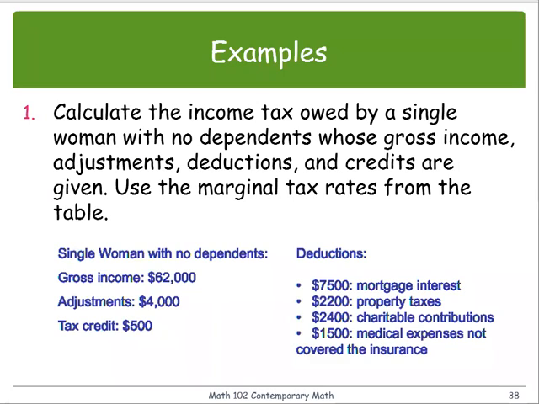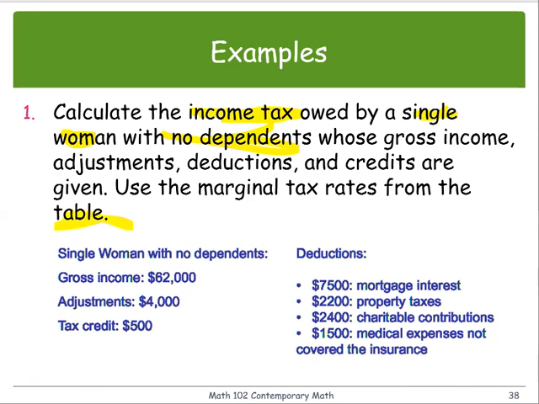Examples. The first one: calculate the income tax owed by a single woman with no dependents whose gross income, adjustments, deductions, and credits are given. Use the marginal tax rates from the table.